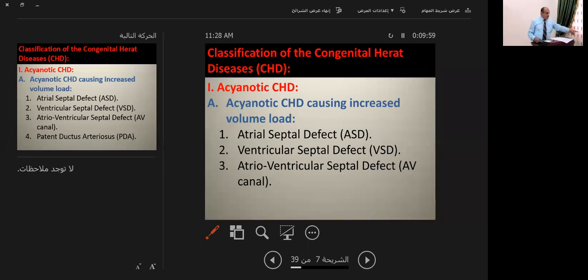So this defect is called atrioventricular septal defect, or what we call AV canal, meaning the tricuspid and mitral valves are combined into a single common valve, called the AV canal.